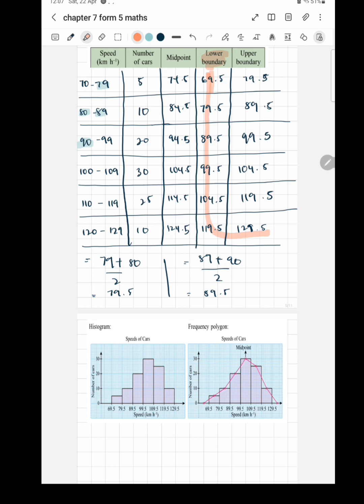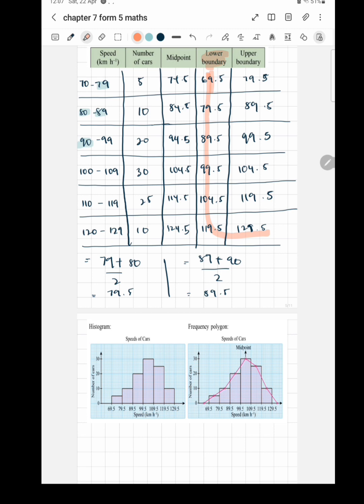And then the height of the bar represents the frequency. So for the first class, 69.5, the frequency is 5. So 5. And then we have 10, 20, 30, 25, and 10.